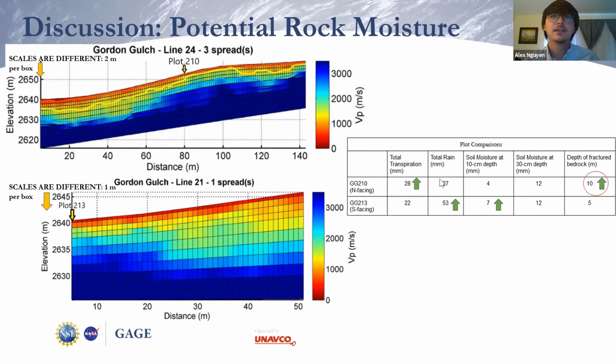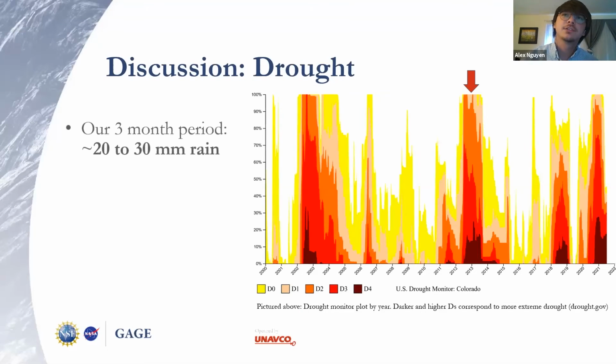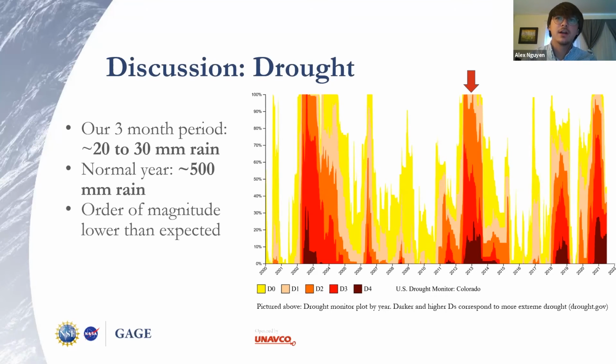So something of note here is that the total transpiration at these plots, around 20 to 30 millimeters over the period, is extremely lower than expected values. Considering how this area receives around 500 millimeters of precipitation a year, our transpiration rates are just a little bit under an order of magnitude lower than what would be expected.